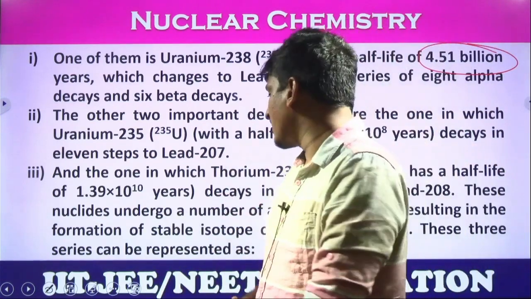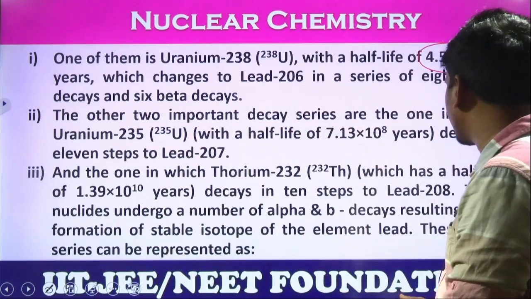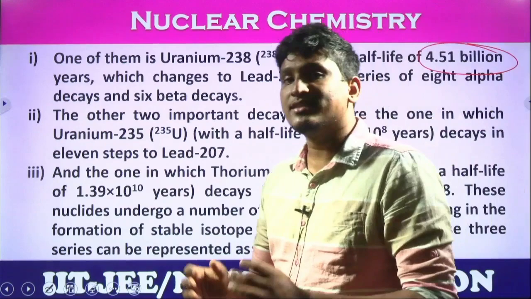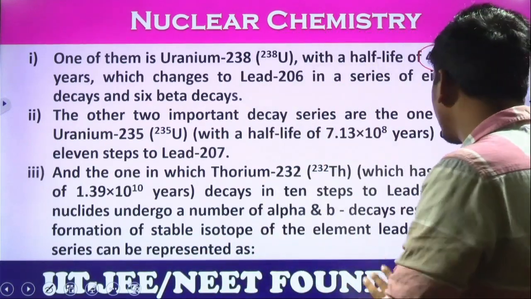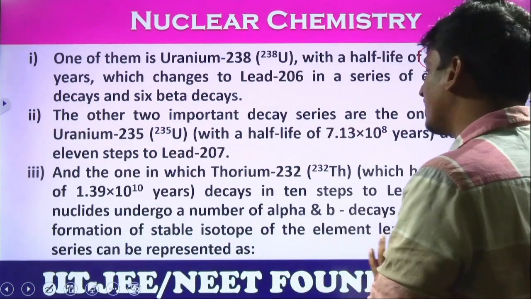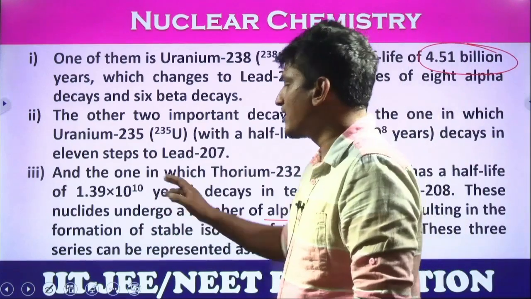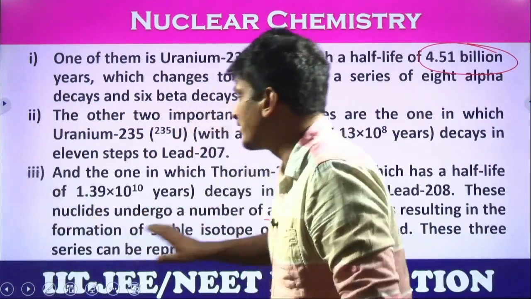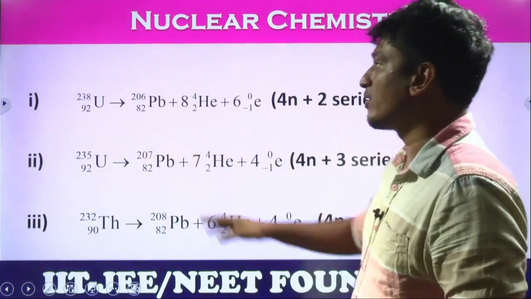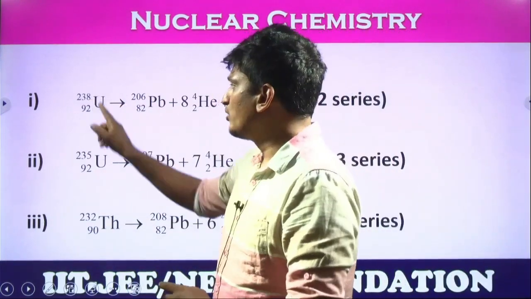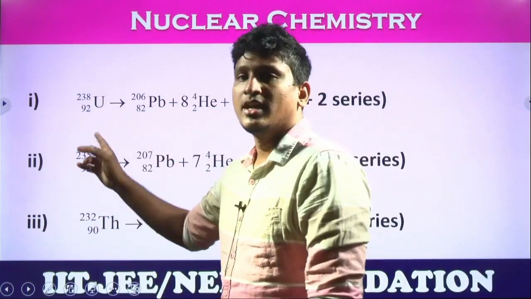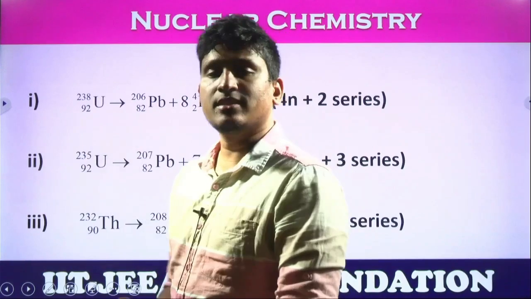These nuclides undergo a number of alpha and beta decays, resulting in the formation of a stable isotope of the element lead. These three series can be represented. We can see the nuclear representations of these isotopes. Look here, uranium-238, 92. You already know these numbers: 92 is the atomic number, 238 is the mass number.